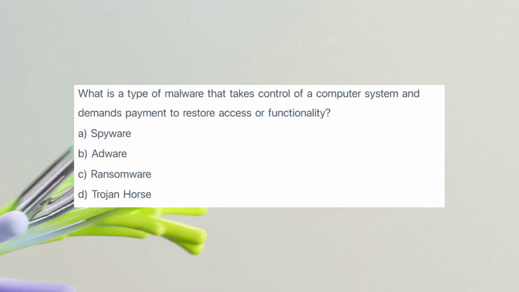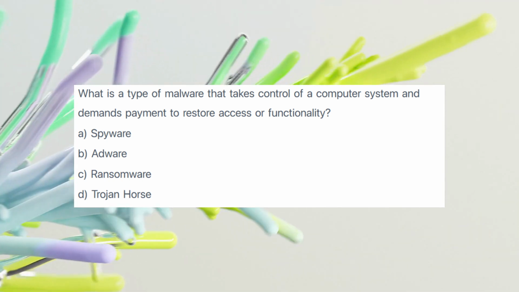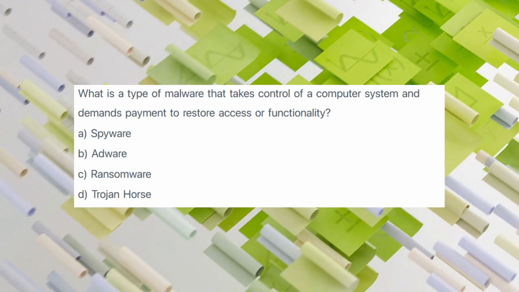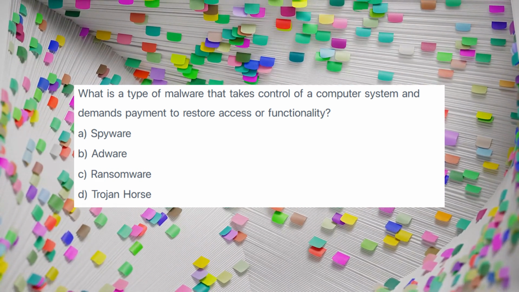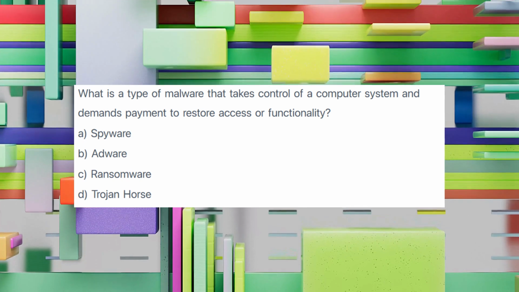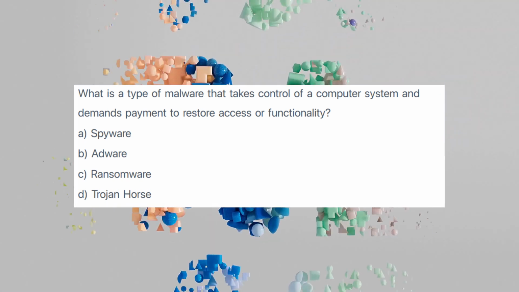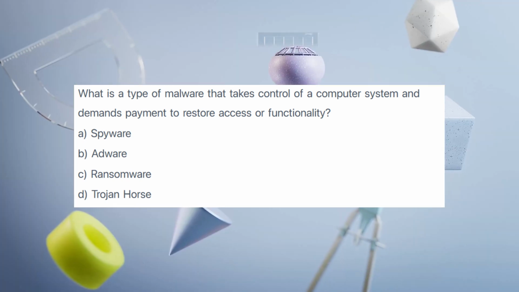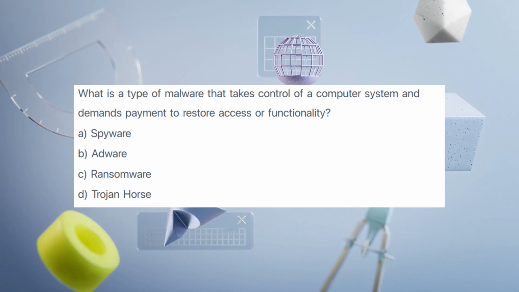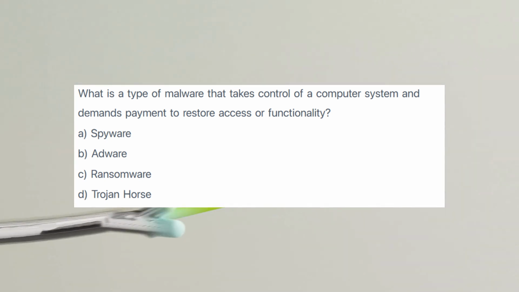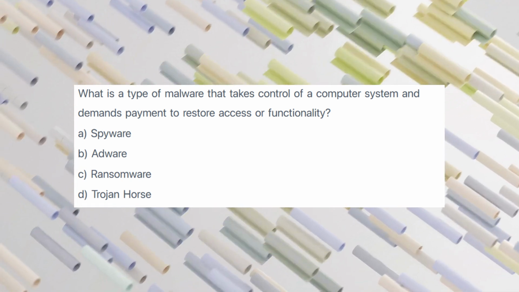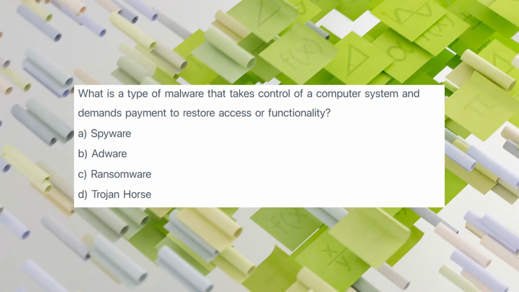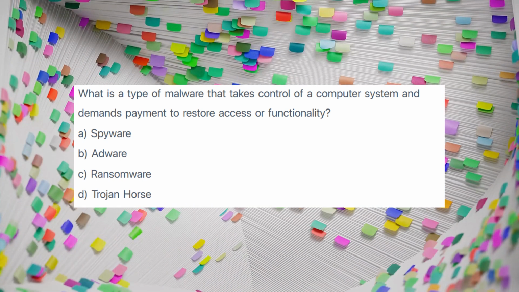The answer is C. Ransomware. Ransomware encrypts or locks a victim's data or system and demands a ransom payment for decryption or restoration of access. Option A. Spyware collects information without the user's knowledge. Option B. Adware displays unwanted advertisements. Option D. A Trojan horse is malware disguised as legitimate software.